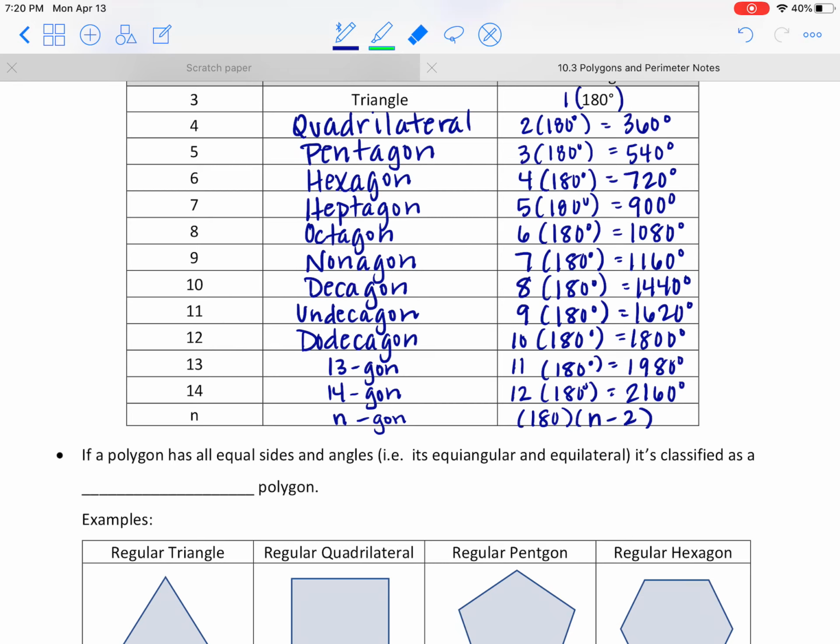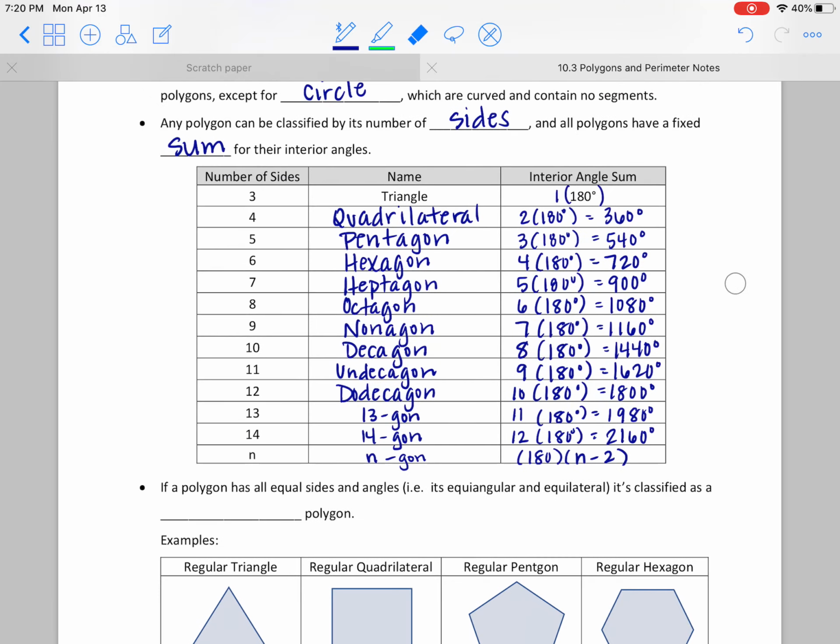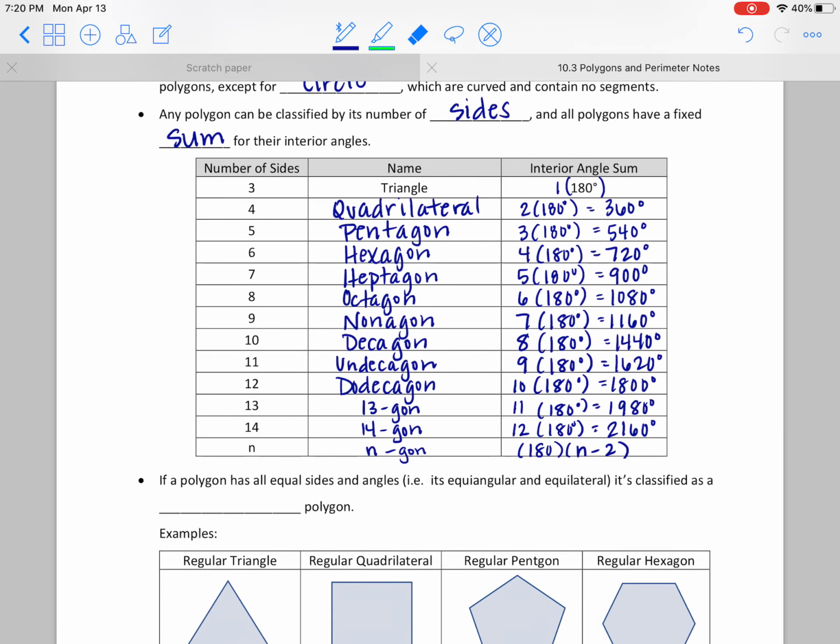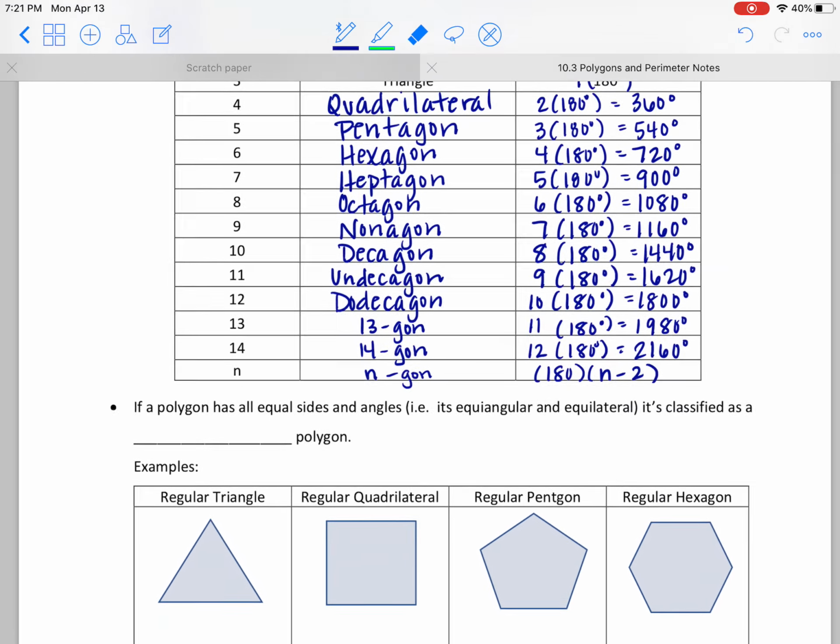Okay, now we have this nice little list, but if you have anything that goes beyond that, like a 20-sided polygon, you'd put a 20 in there, which would tell you to multiply 18 times 180, and you'd figure out your sum. Okay? So every polygon can be classified by how many sides it has, and just like the triangle, every polygon has a set or a fixed sum for the interior angles. All right?